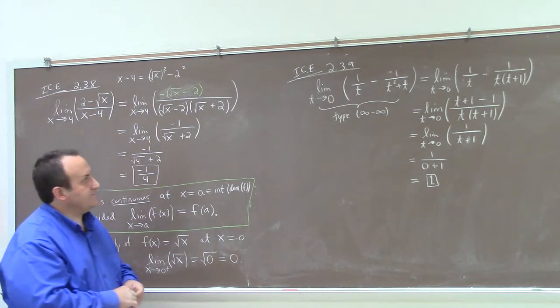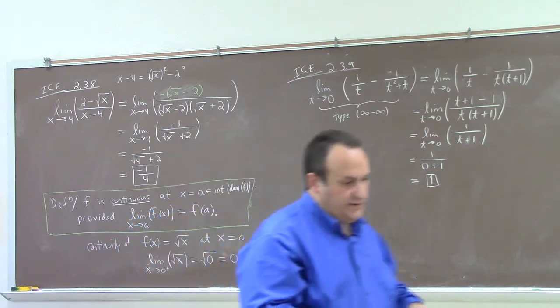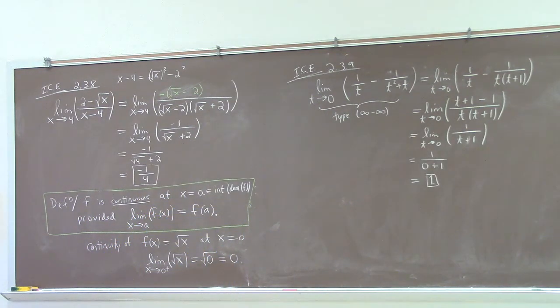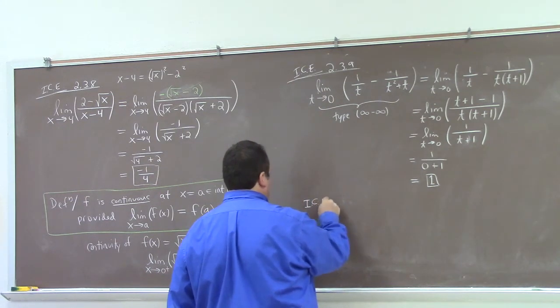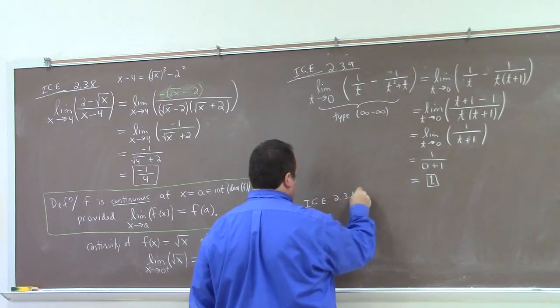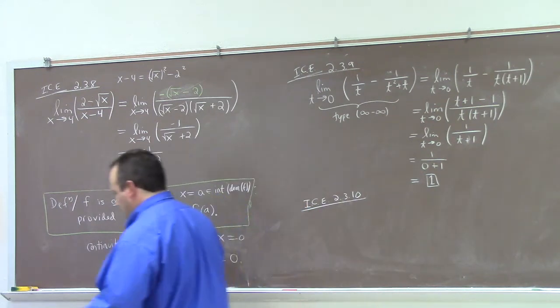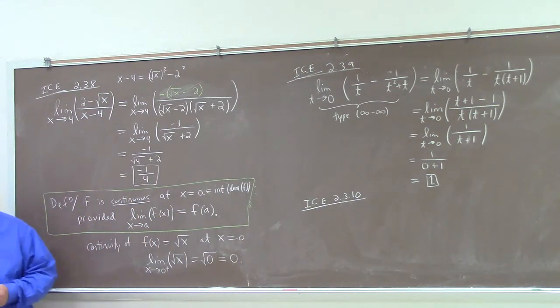All right. So that's ICE 2.3.9. All right. Next up, ICE 2.3.10. Need another example. Let's see here.